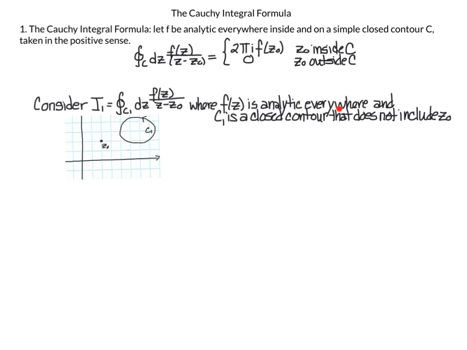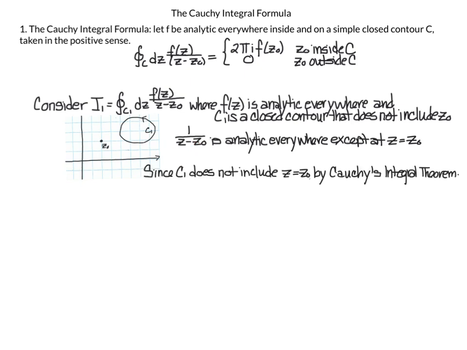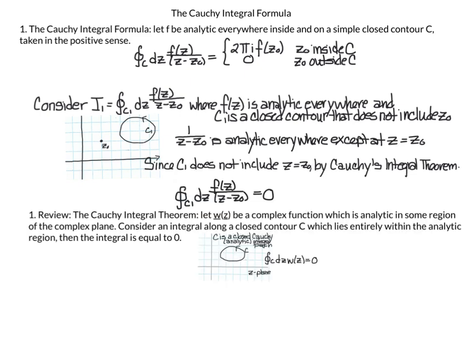and f of z is analytic everywhere, and this is f of z, not f of z over z minus z naught, but f of z is analytic everywhere, and the closed contour does not include z naught. So we know f of z is analytic everywhere, but if we look at the denominator, 1 over z minus z naught is analytic everywhere except when z equals z naught, because at z equals z naught we have division by 0. But we also know that C1 does not include z naught. So we can use Cauchy's integral theorem, which I copied from our review over here.